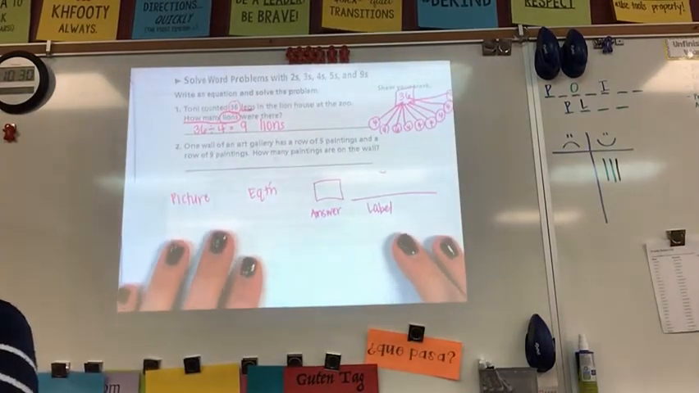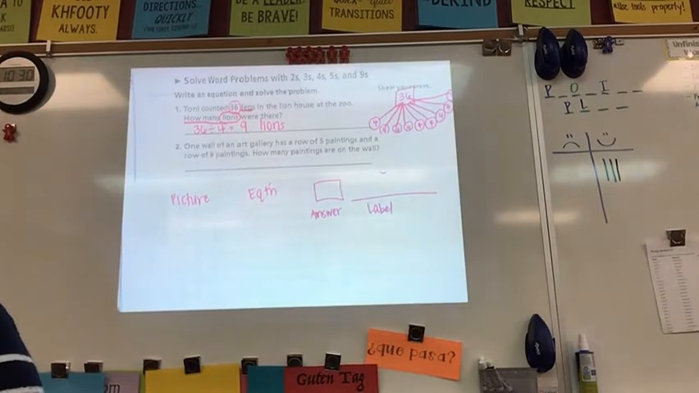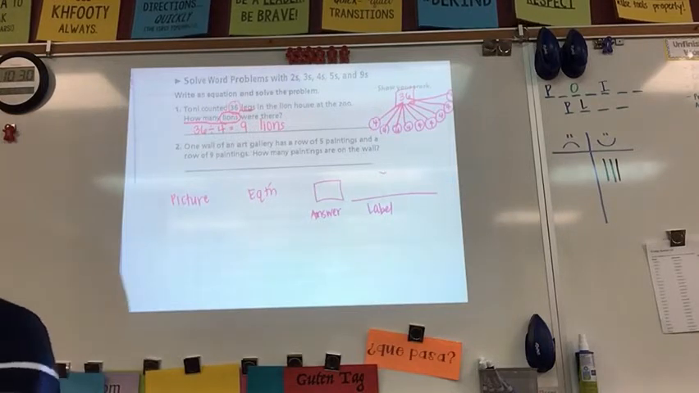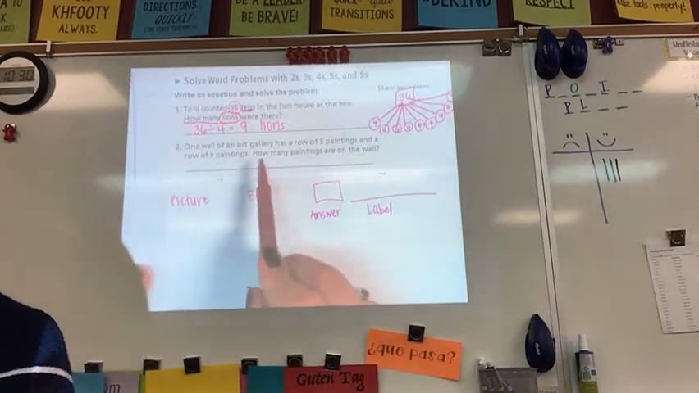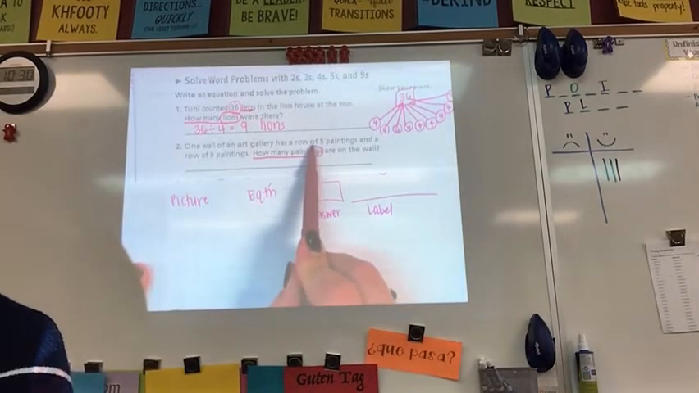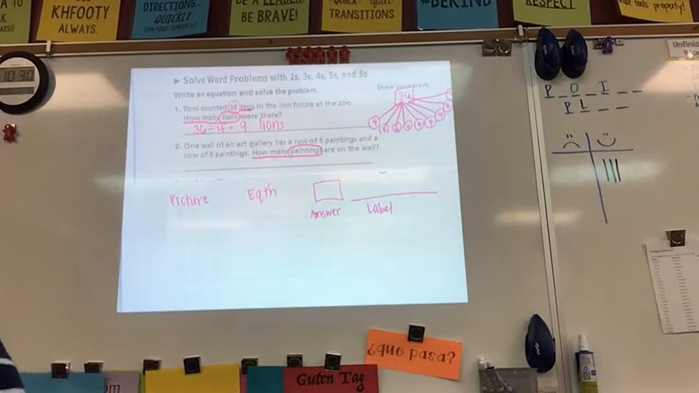Numero dos. One wall of an art gallery has a row of 5 paintings and a row of 9 paintings. How many paintings are on the wall? This is tricky. I'm trying to figure out how many paintings. That's what I need to find. What do I already know?